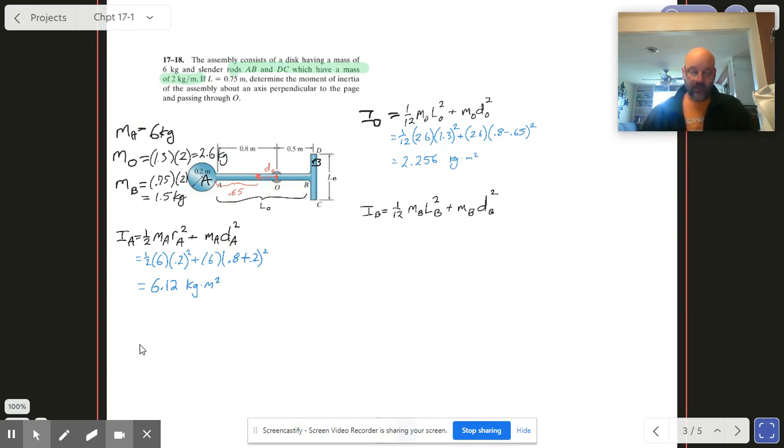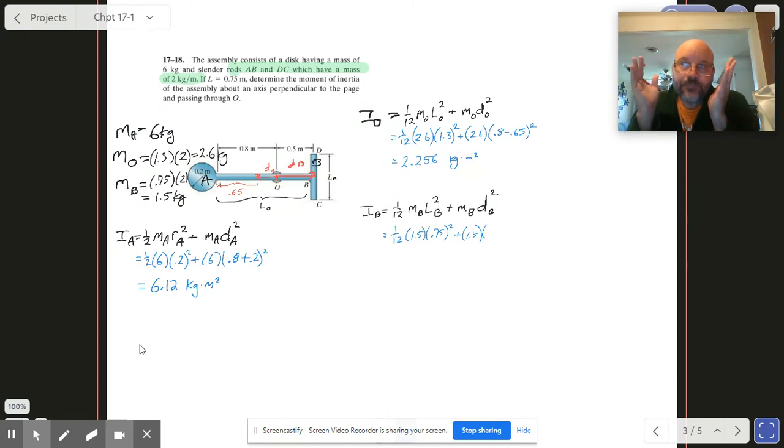Okay. Now we only have one bit left to do. So we got 1/12, and this had a mass of 1.5. Double check that. Yep. And its length is 0.75 squared, plus 1.5. And now we need the offset for this one. And that is going to be the distance from the pivot out to here. So there's my D sub B, my offset that way.